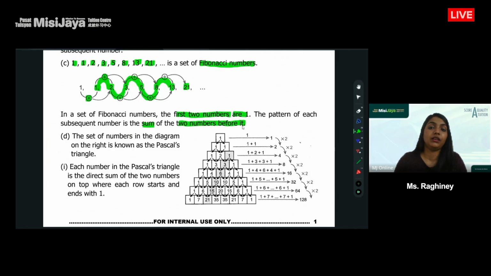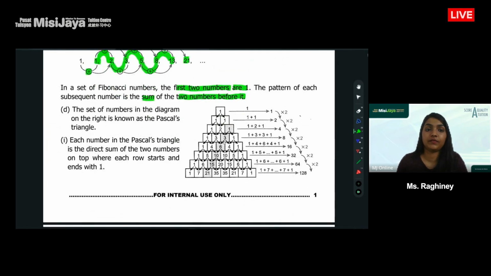How about D? The set of numbers in the diagram on the right is known as Pascal's triangle. This is yet another different one. Each number in Pascal's triangle is the direct sum of the two numbers on top, where each row starts and ends with 1. So it starts with 1, and then each row starts and ends with 1. This is going to be the direct sum.